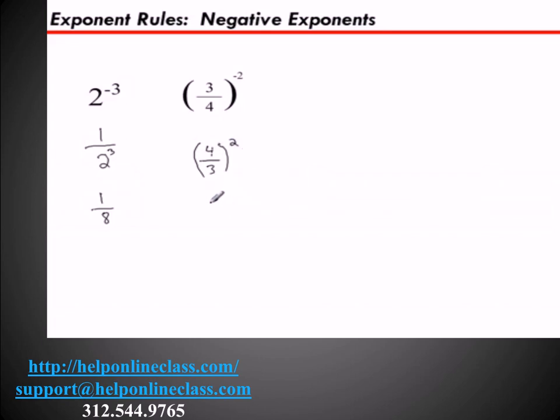And I can simplify that further. 4 squared divided by 3 squared. That exponent goes into both the top and bottom numbers. And we have 16 over 9.